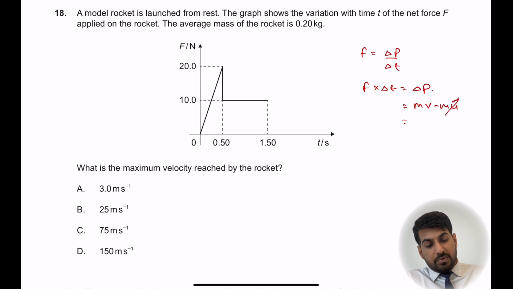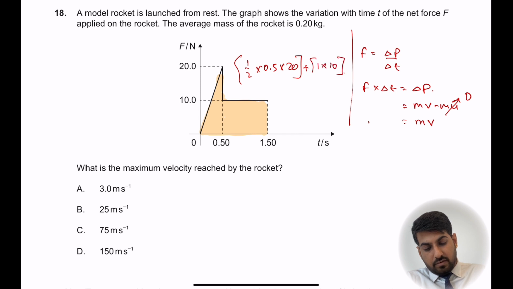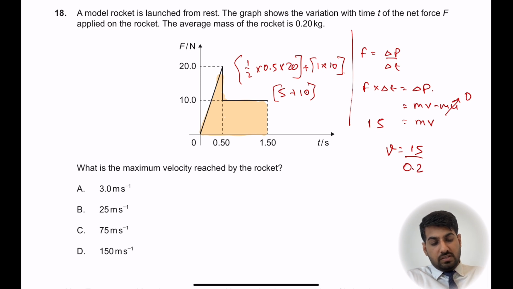Now it started from rest, so this becomes 0, so I can write mv is equal to the area under the curve. So this area is nothing but change in momentum. So you just find out this area. So this is half, base is 0.5 into height is 20, plus 1 into 10, right? So this is 20, 10, 10 by 2 is 5 plus 10. This is equal to 15. So 15 equals mv, and m is 0.2. So v is equal to 15 upon 0.2, which is 75 meter per second.